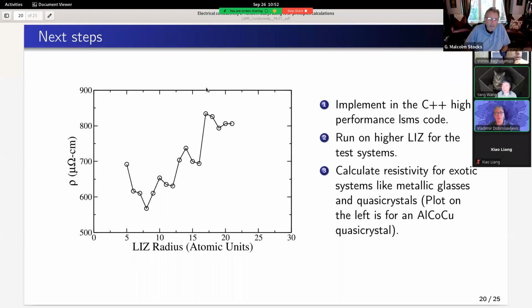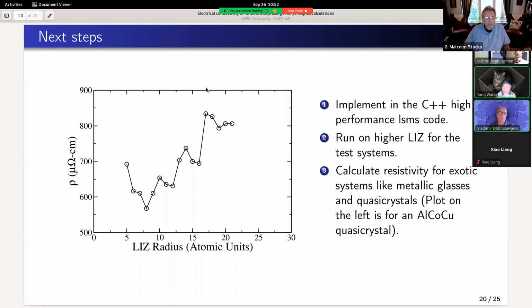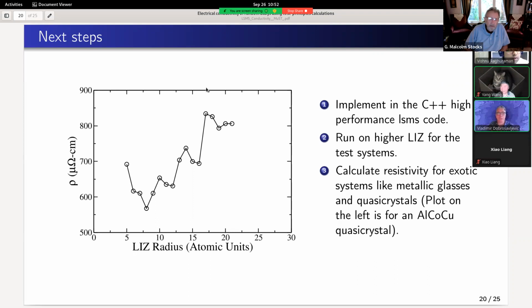Yeah, that's right. I think the current constraint is that this conductivity calculation code is not parallelized. That's why we cannot go to too large a LIZ size. We hope that once the code is parallelized, we'll go to larger LIZ sizes. We shouldn't go to tens of thousands. Right. But Malcolm made a good point: it doesn't make sense with such a small system size to go to LIZ radii which are too big, because then you get periodicity.